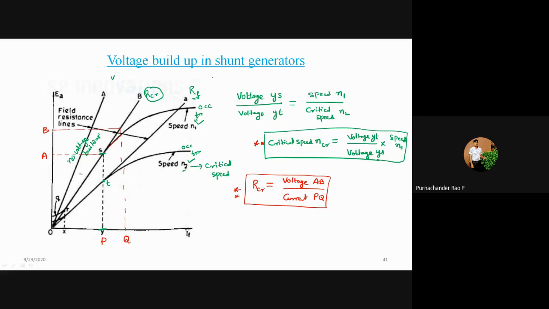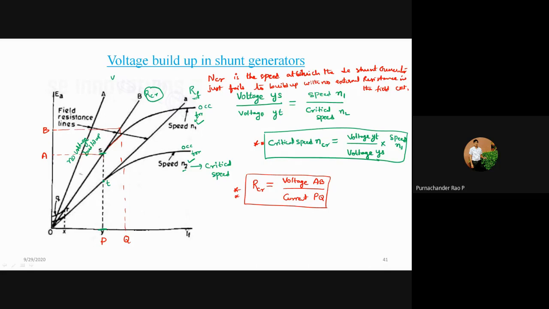So I will define the critical field resistance here. The critical speed, NCR, is the speed at which the DC shunt generator just fails to build up with no external resistance in the field circuit.